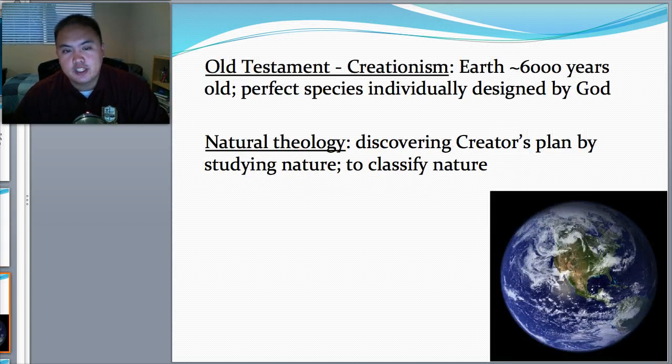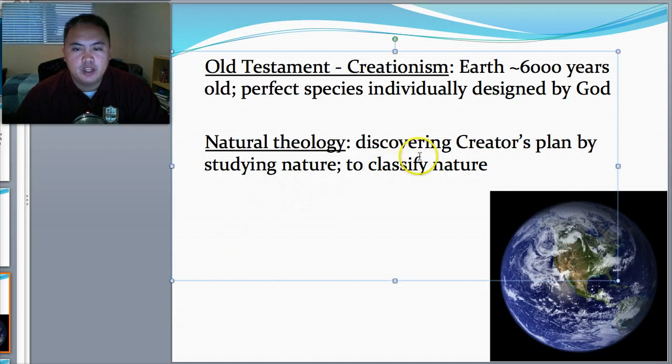Biblically, the Old Testament sort of had their own version of it, and it was accepted for a while: creationism, meaning that God created all these species just as they are, and all of them have a specific purpose. So natural theology, since science was affected by religion, the original plan was, let's figure out what God or the Creator's plan was. If we study nature, if we classify nature, if we see any similarities or understand all the animals in the world, we could sort of figure out what the Creator's plan was.